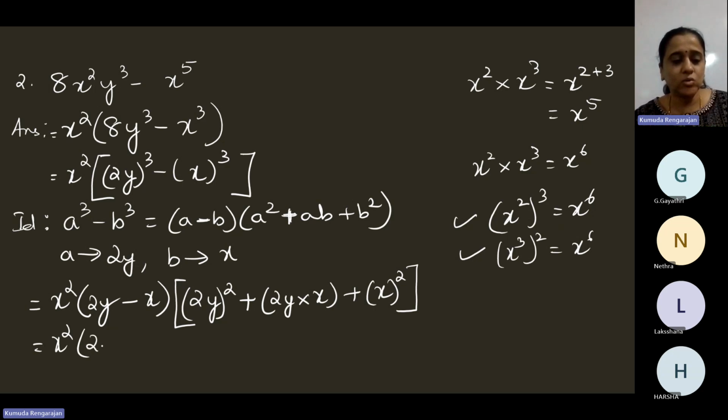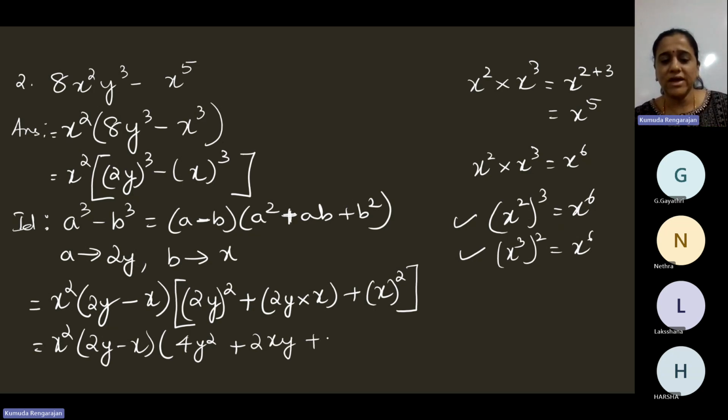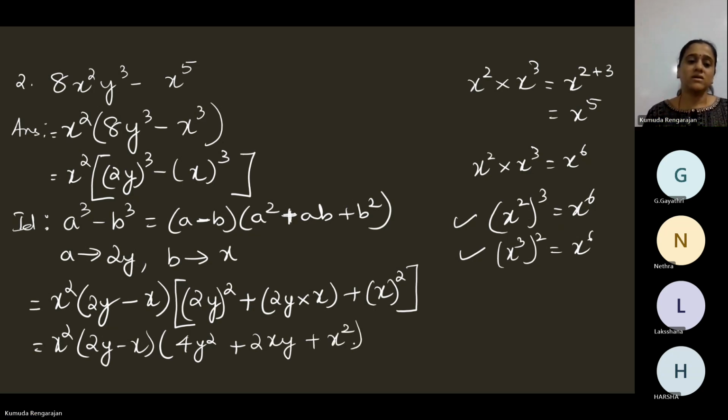Or come back and simplify. X squared, 2y minus x. Now simple bracket, you don't have to use a square bracket now. 4y squared plus 2xy or yx, whatever, plus x squared. And see the result? X squared into 2y minus x into 4y squared plus 2xy plus x squared. So you can see it's a product of the factors. Yeah, please write down.